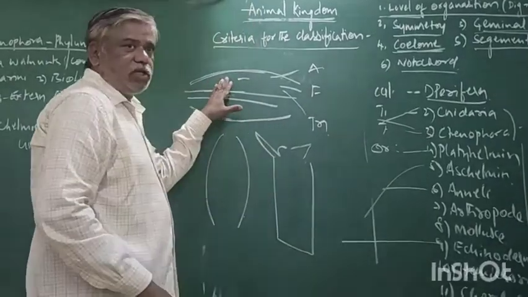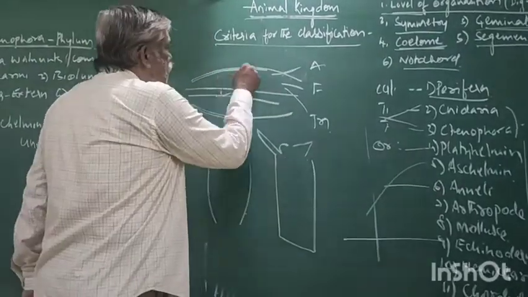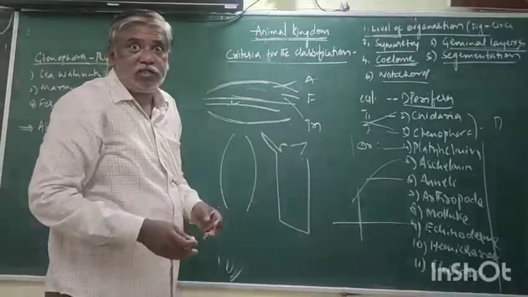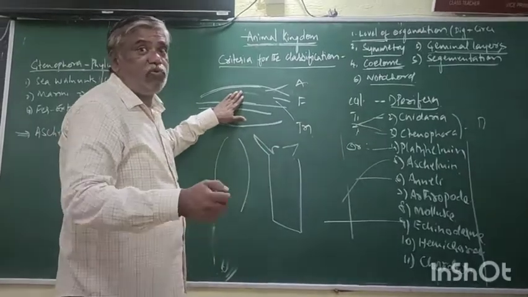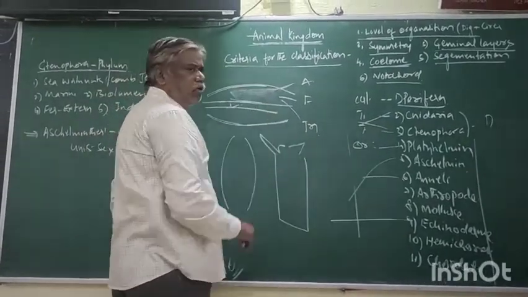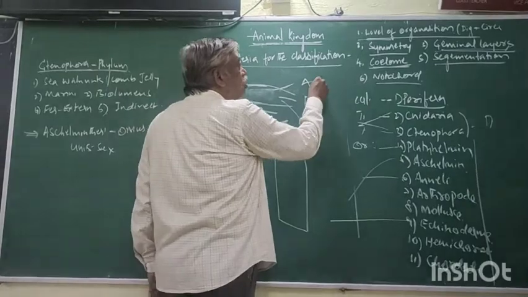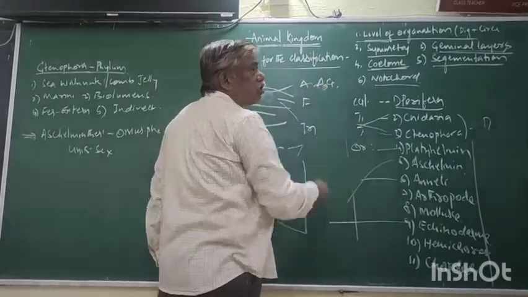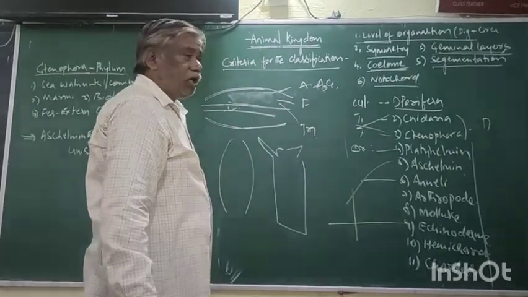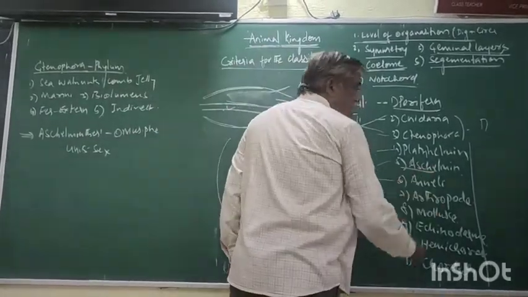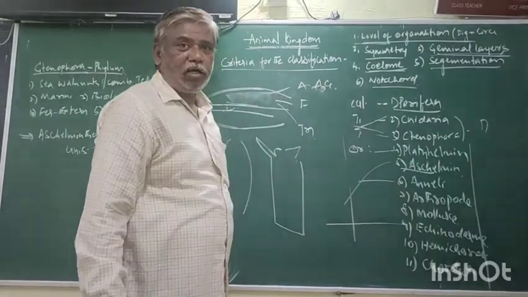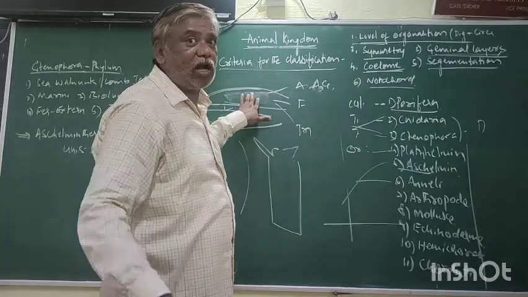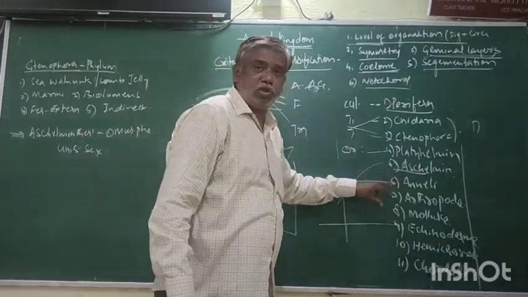Now, in this body cavity there is no mesodermal lining. The cavity is there, but the mesodermal lining is absent, and it is fully packed with mesenchyme. Hence, it is called acoelom. A means absence of body cavity. In aschelminthes, the body cavity, the space, is there, but the mesodermal lining is not there. Hence, it is called pseudocoel.